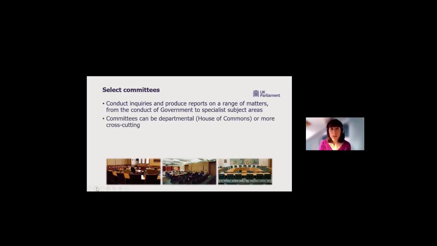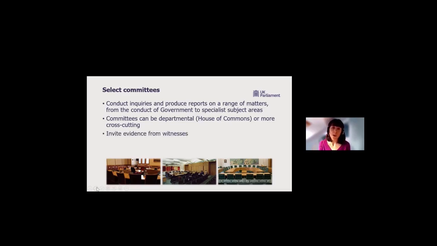In the House of Commons, we have departmental select committees. So there is a select committee for every government department: an education select committee, a health and social care select committee, a foreign affairs select committee, etc. And then there are also some more cross-cutting ones in the House of Commons, such as the Environmental Audit Committee, that looks at the government's environmental impact across departments. And House of Lords committees are all quite cross-cutting as well. So, for example, in the House of Lords, there is a Science and Technology Committee, an Economic Affairs Committee, etc.